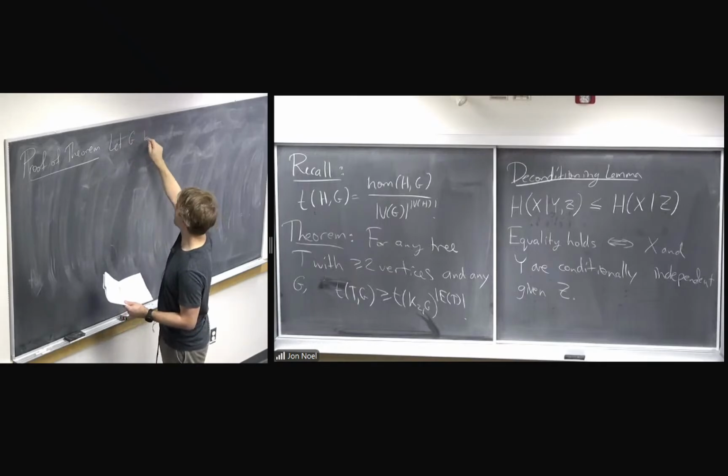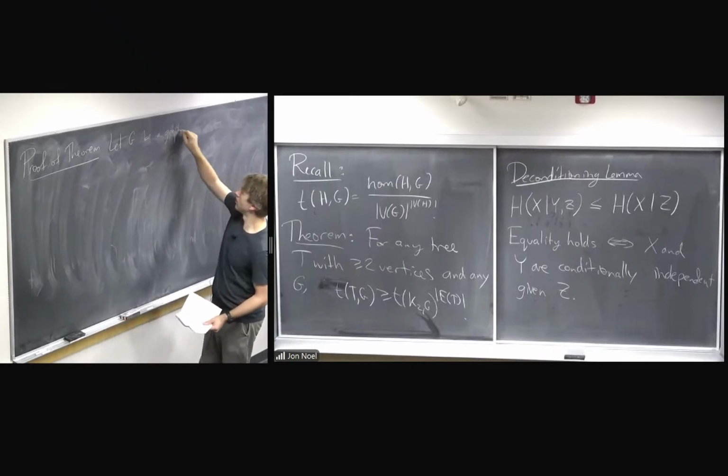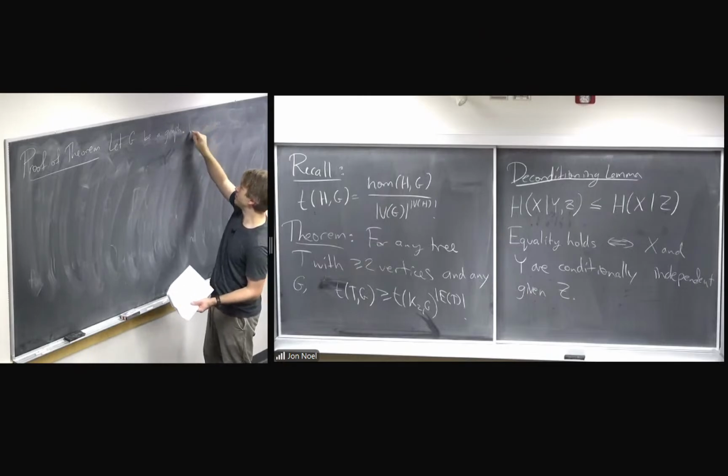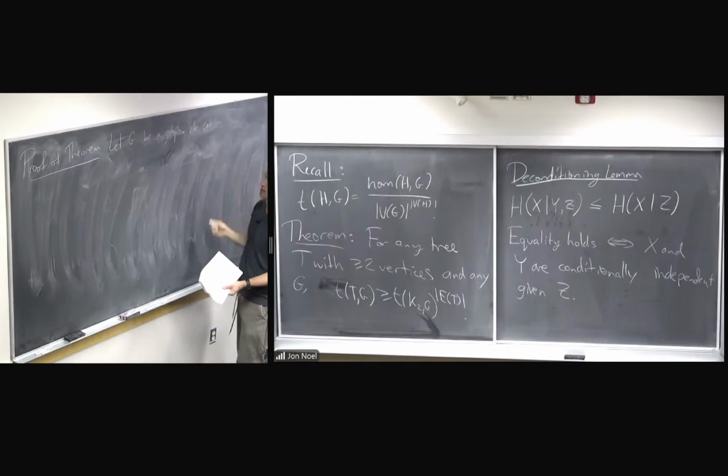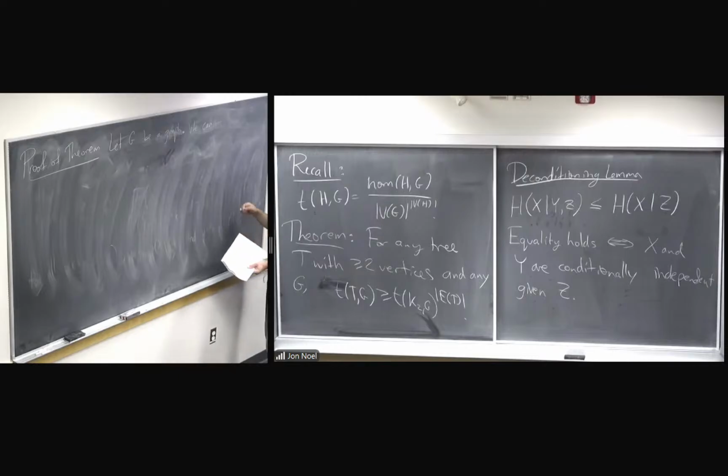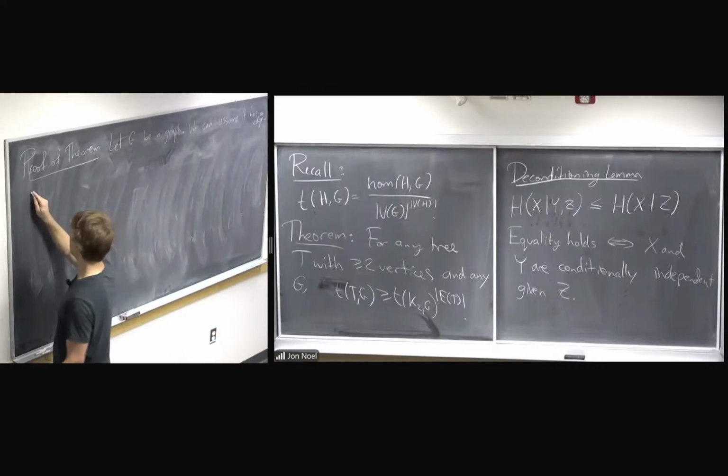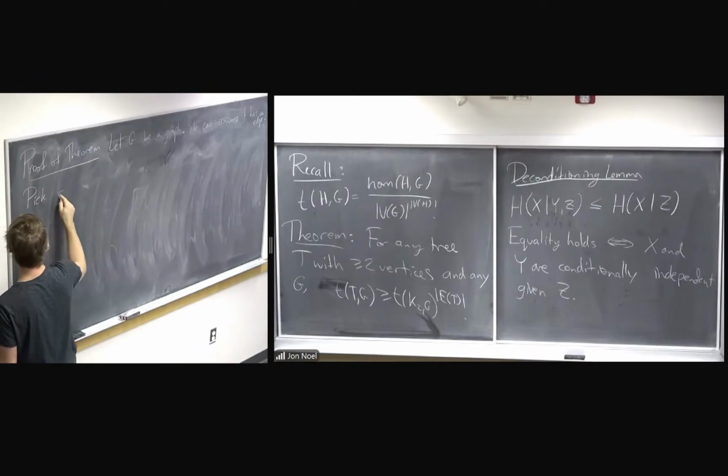So let G be a graph. We can assume it has at least one edge. This is a kind of stupid condition, but if it didn't have an edge, then the inequality is definitely true, because both sides are 0. If it doesn't have an edge, then something I'll write down will be dividing by 0, but we can assume it has at least one edge, right? Pick an arbitrary root in the tree.